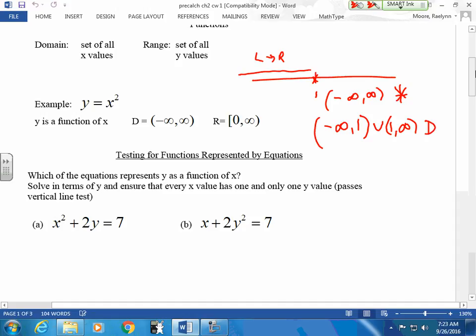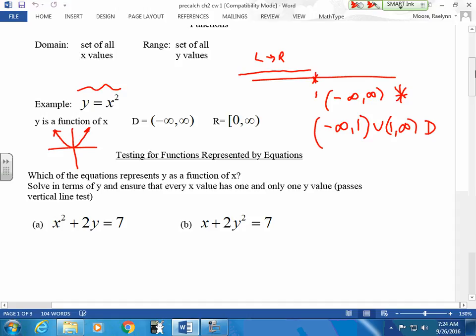So we start with the basic function. This, if you graph this, will become a nice little parabola. Is this a function? Because by looking at it, it passes a vertical line test, right? Is it a one-to-one function? No, because it fails what?